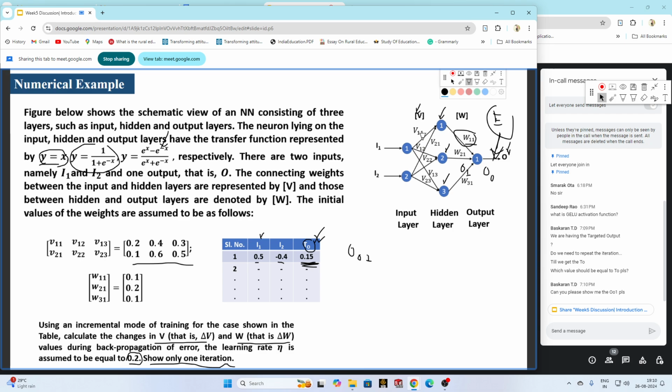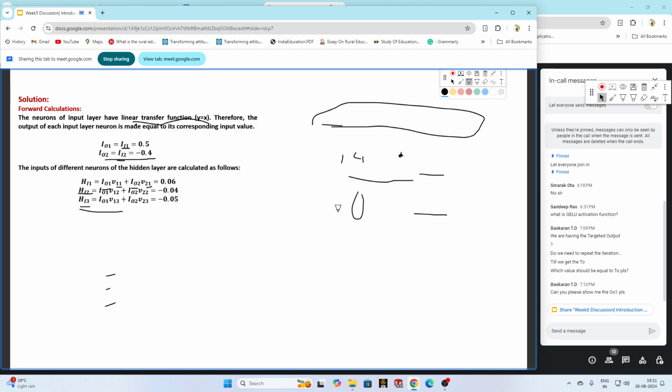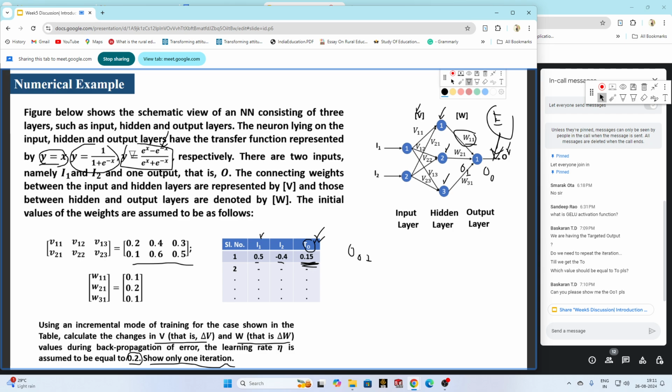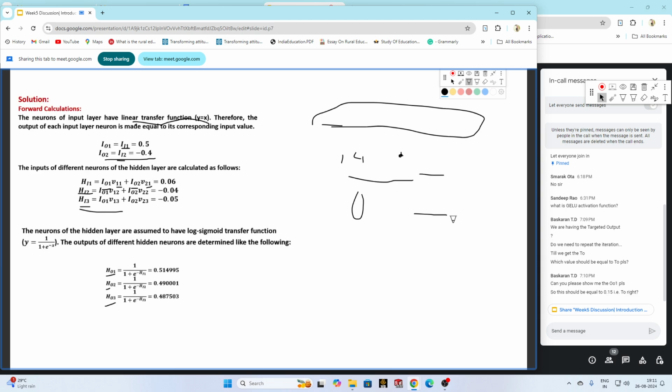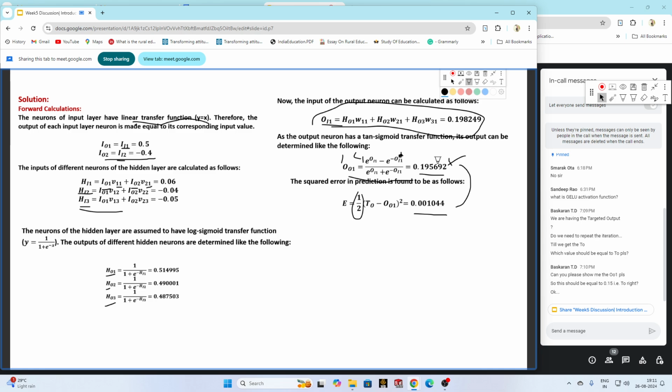Can you please show me the OO? OI1 and OO1. This is OO1. There is nothing here, because this is your activation function, the activation function of the output layer. Y equals e to the power x minus e to the power minus x, divided by e to the power x plus e to the power minus x. So this is your transformation function. This should be equal to 0.15, that is TO, right? This is your predicted output, and your actual or target output is 0.15. This should be equal to 0.15, but as it is not equal to 0.15, we need to update the weights again and again. But as the question asked for one iteration, we have solved for one iteration only.